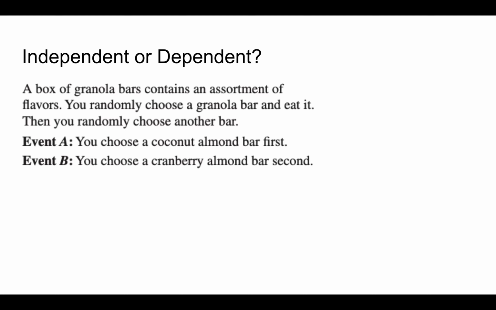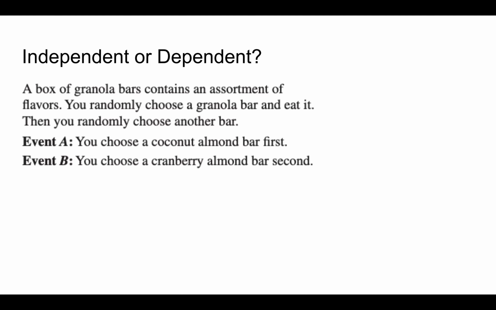Now, first, let's just think about distinguishing between independent and dependent. So here's a situation we're going to think about. Is it independent or dependent? A box of granola bars contains an assortment of flavors. You randomly choose a granola bar and eat it. Then you randomly choose another bar. So the first event, you choose a coconut almond bar first. Second event, you choose a cranberry almond bar second.